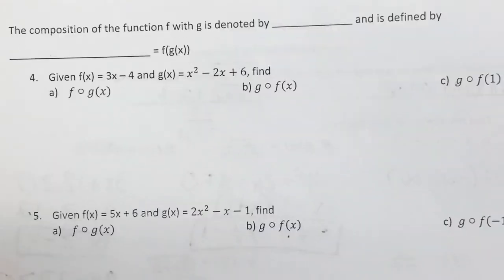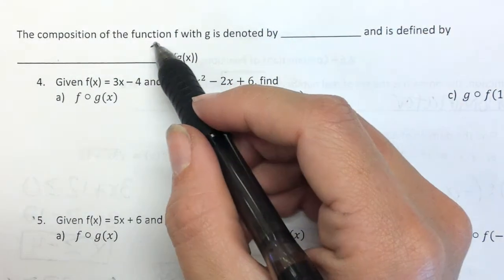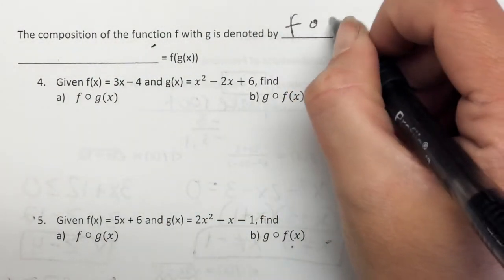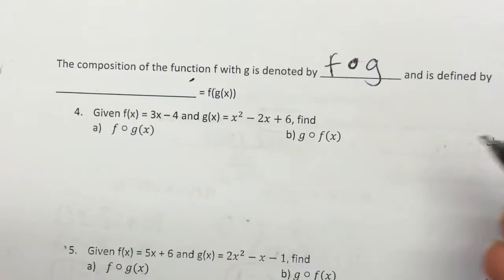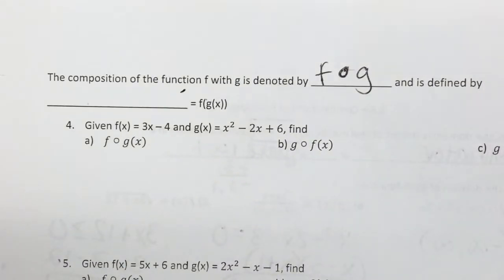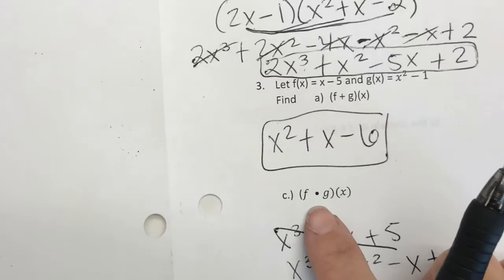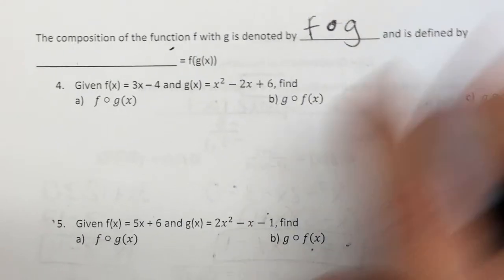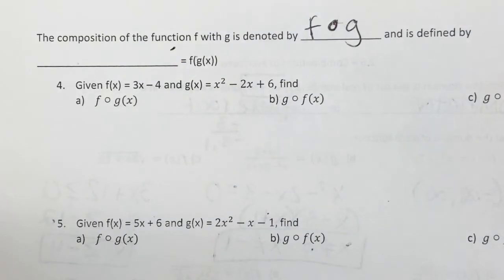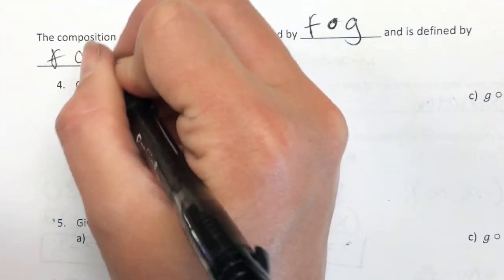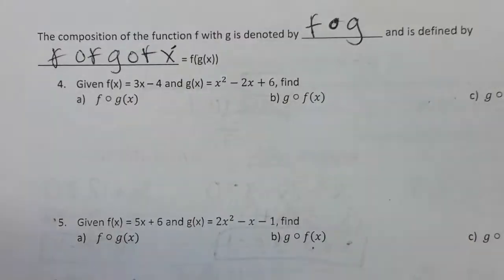Now we are going to compose functions. And this would look like this. So this circle right here, f o g, is not multiplication if it's not closed in. Let me show you the difference. Back on this one, it was f times g because it's a closed circle. If it's f o g, this open circle, that means we're composing them. And this is how you say it out loud: f of g of x.